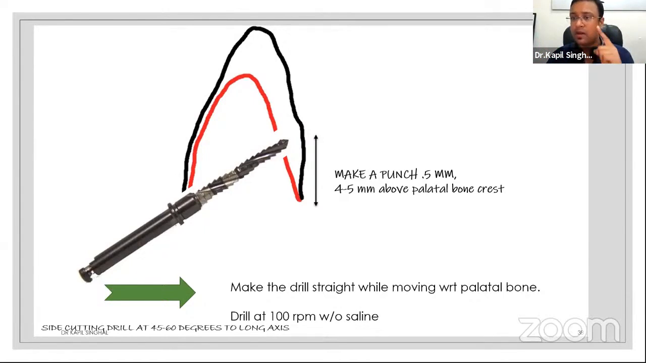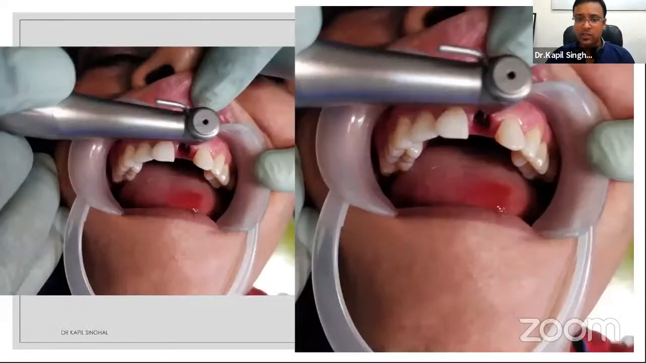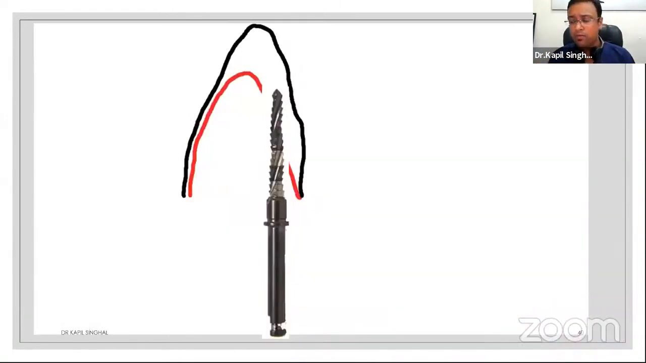You will make this side cutting drill straight in a moving motion. Don't stop the footrest of your physio dispenser. Your drill should keep moving and you will make the drill straight. This is how you position your drill on the palatal bone, and the drill should be placed 4 to 5 mm away from the crest of the bone on the palatal wall, and start drilling at 100 RPM. Now make the drill straight and drill with respect to the palatal bone.